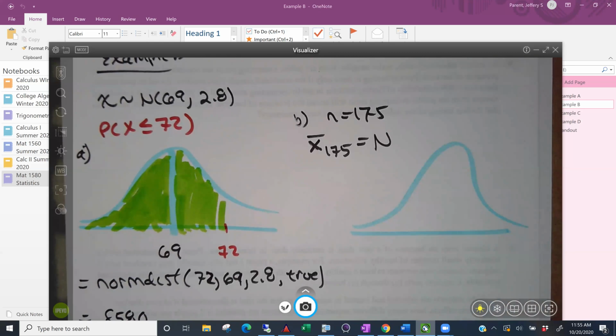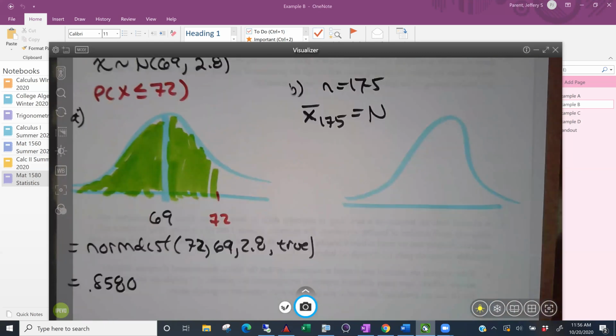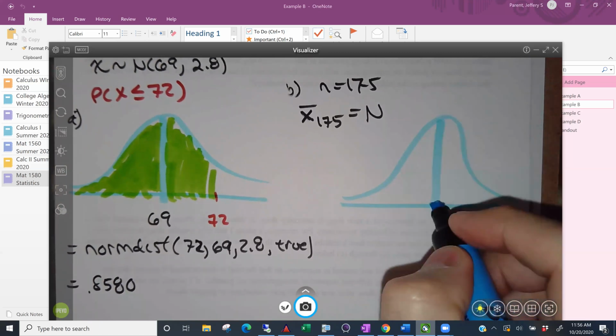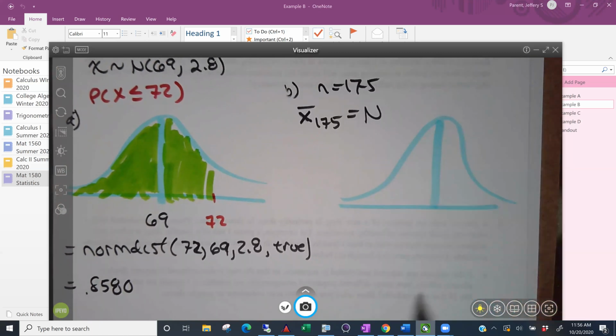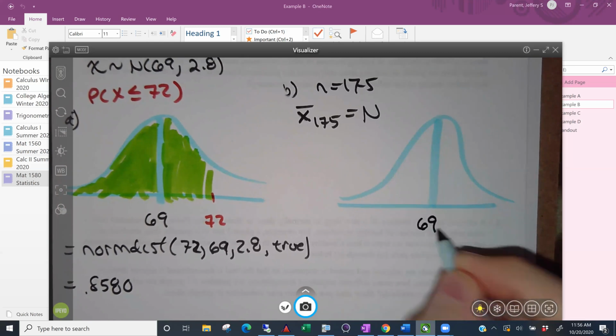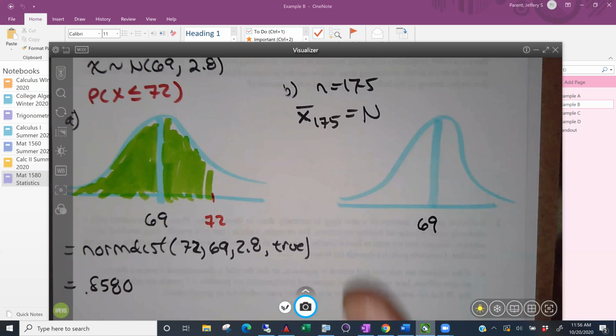Kind of looks like a wave instead of a nice bell shape, but yeah, sorry about that. Let's account for the mean, which is going to be my 186. Excuse me, no, sorry, wrong problem. 69.